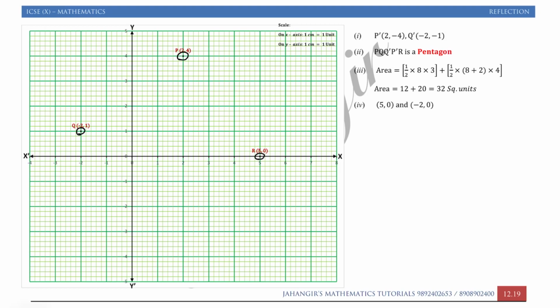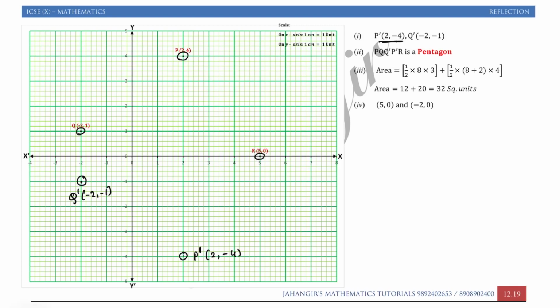Now we are reflecting P and Q in the x-axis to get P' and Q'. So P is (2, 4). It will become (2, -4). We can write it as P' (2, -4). That you can write in your notebook also. Write down the coordinates of P' and Q'. So Q' is the reflection in the x-axis. So Q' will become (-2, -1).